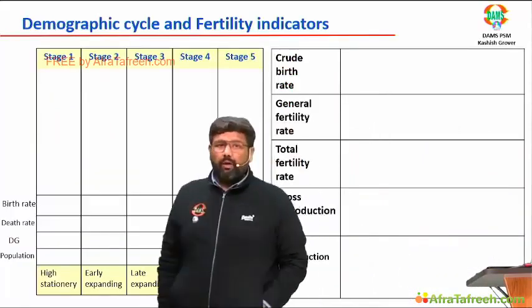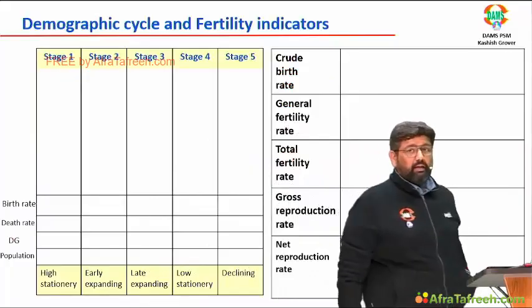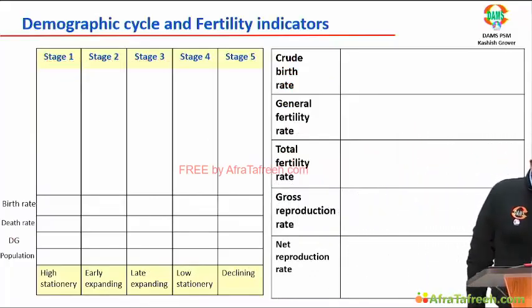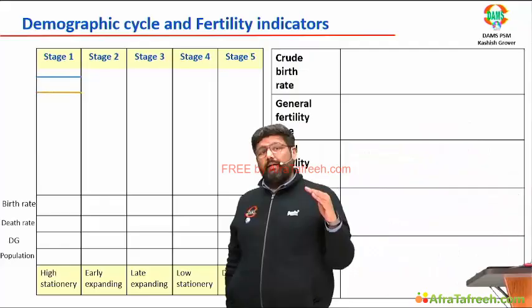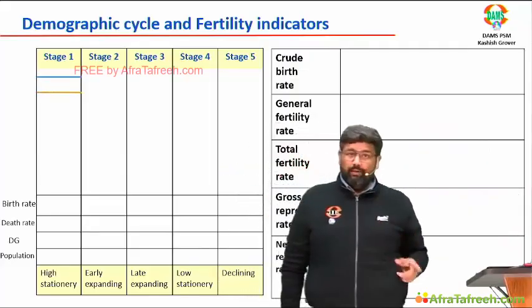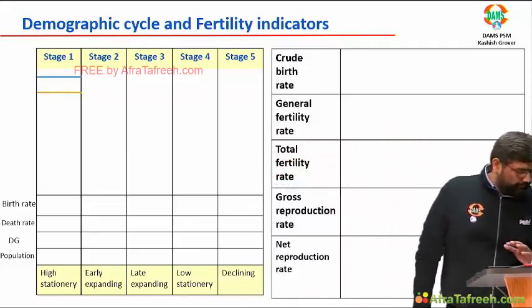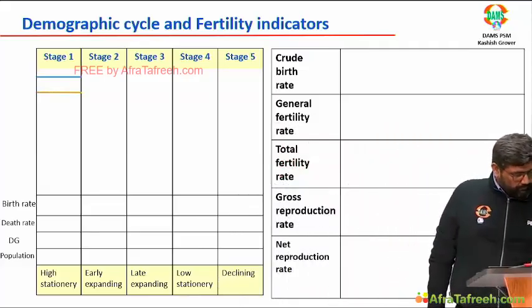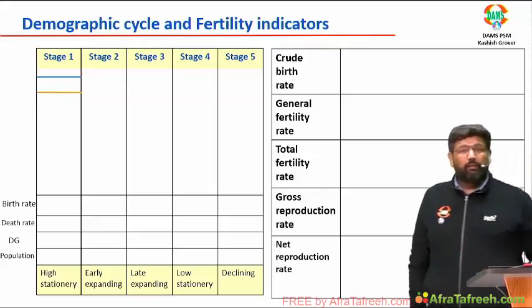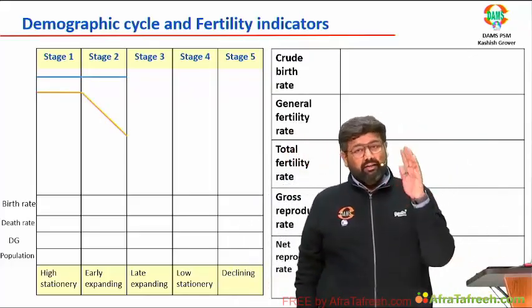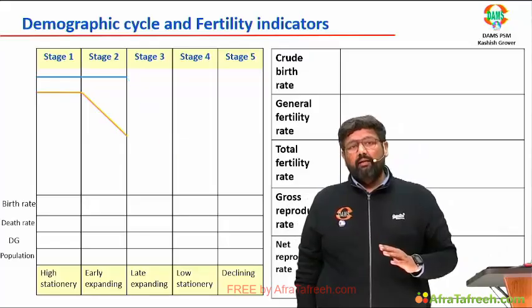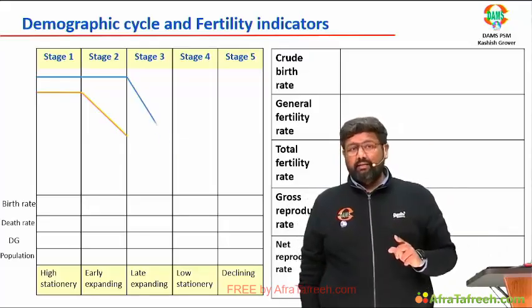Now coming to demographic cycle and fertility indicators. Guys, the demographic cycle is very important. Stage 1, when birth rate is high, death rate is high. Then stage 2, the birth rate is high and the death rate starts declining.